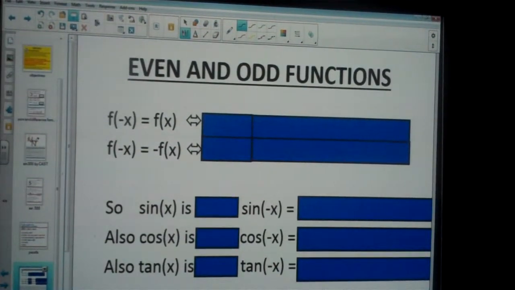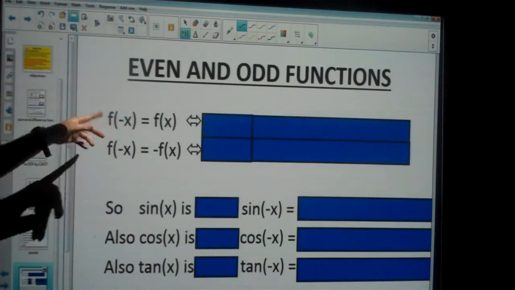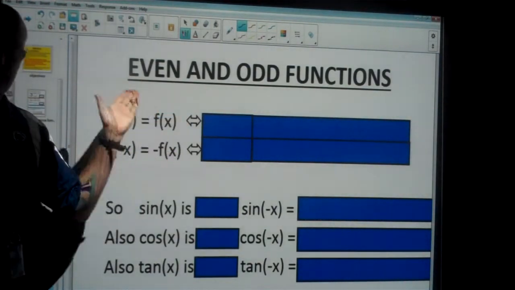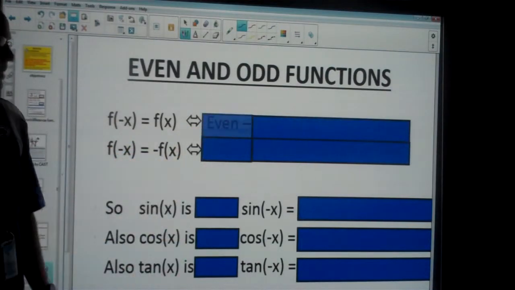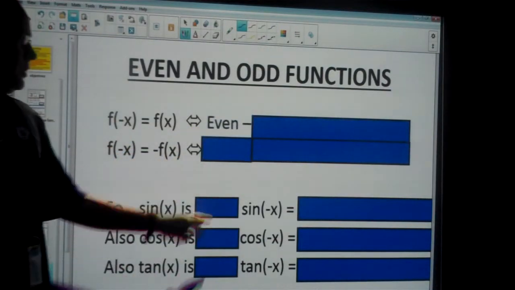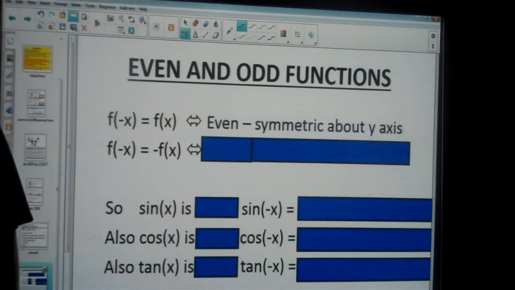One final thing to review with trig is also we looked at even and odd functions, and I believe it was chapter 11. So even and odd functions, this is where you replace x by negative x and see what happens. If you replace x by negative x, you get back to exactly the same thing that you started with, and what that means is that's an even function. And the property for an even function is it's symmetric about the y-axis.